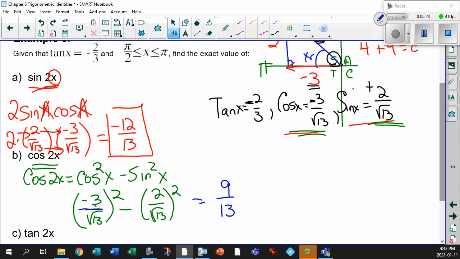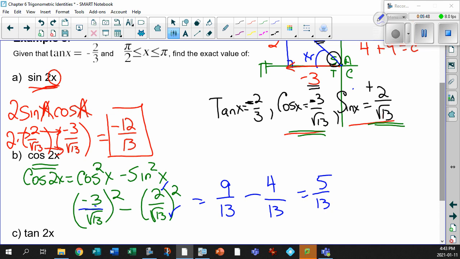The square of root 13 is 13. Minus the square of 2 is 4. The square of root 13, of course, is going to be 13. Look at this. 9 minus 4 is going to be 5 over 13. And there's your answer. Well, that's super simple now.